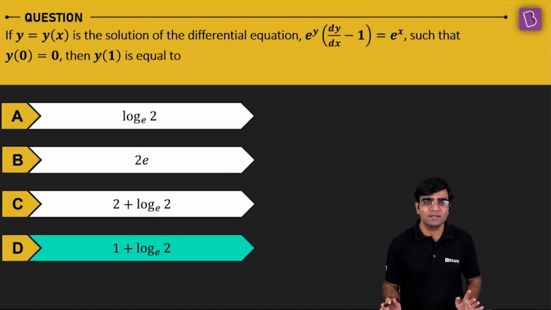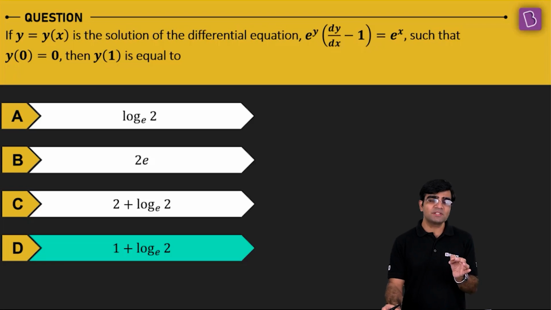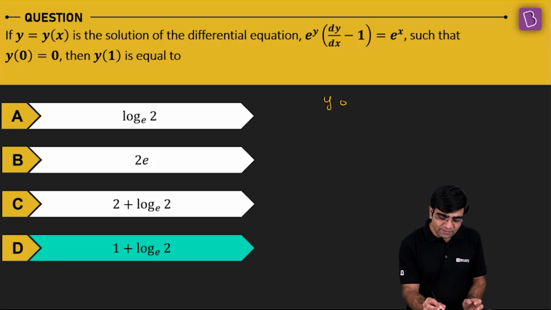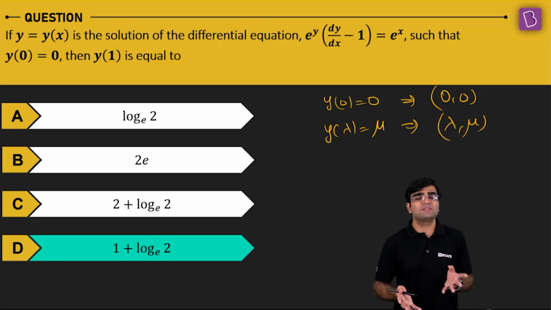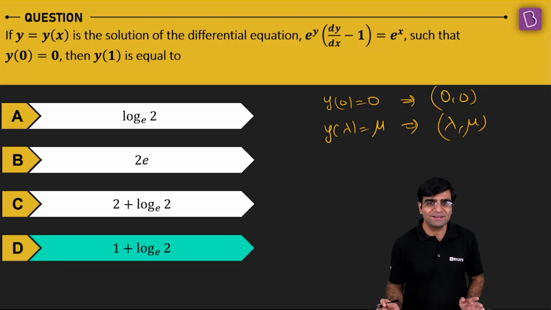Understood it? Sorted, right? So the key takeaway for this question is that if they're giving y0 equal to 0, it clearly implies that the curve is passing through 0, 0. If they are saying that y lambda is equal to mu, it implies that the curve is passing through lambda, mu. Differential equation solving is an easy cake, so you know how to handle it. All right.